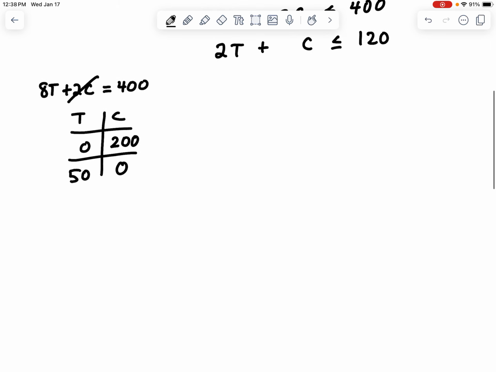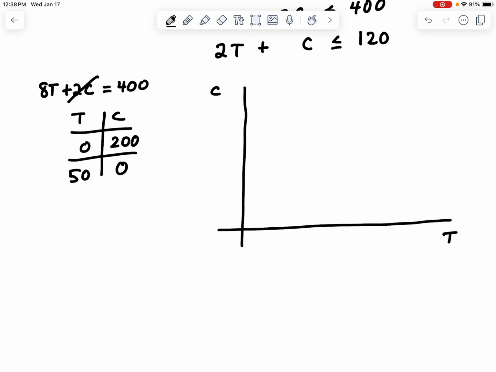All right. Then I could start graphing that information. So basically I use t first, so that would be like the x-axis. I use c second, so that would be like the y-axis. And this one says when t equals 0, c equals 200. So there's one point. And then the other point would be if t equals 50, then c equals 0. And then just make a nice straight line connecting those two.